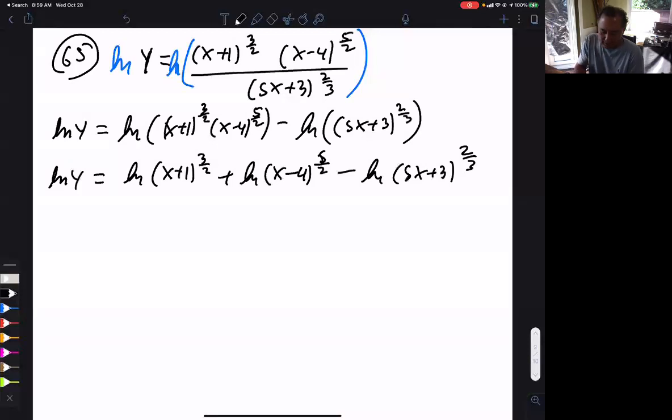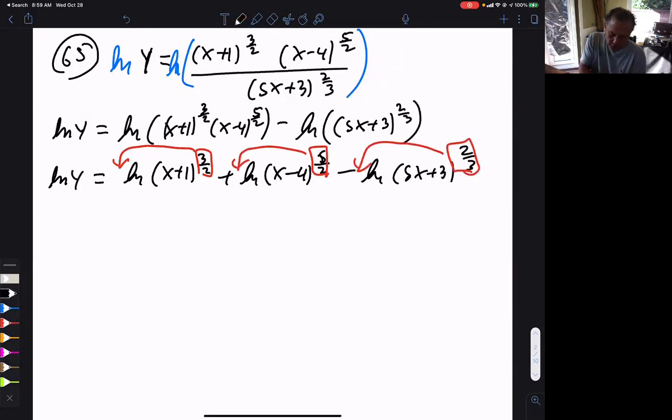And then you still have these exponents to deal with. But then you learned you're allowed to put the exponent in front of the log. So you can move these in front. So what you'll get is this.